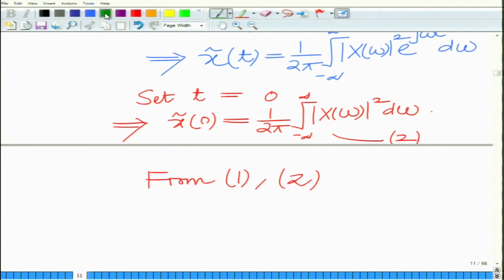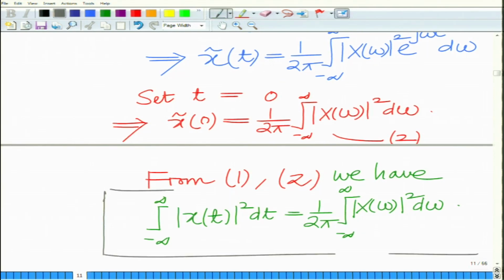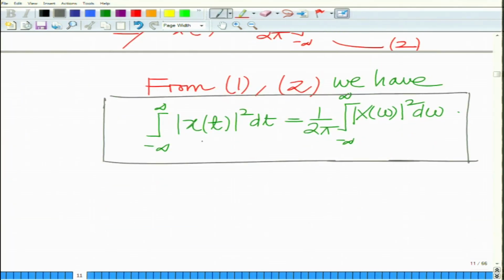we have basically the energy of the signal, integral from minus infinity to infinity magnitude x t square dt, equals 1 over 2 pi integral from minus infinity to infinity magnitude x omega square d omega. And this is basically, that is, the energy in the time domain equals the energy in the frequency domain, and this is your Parseval's theorem or the Parseval's relation.